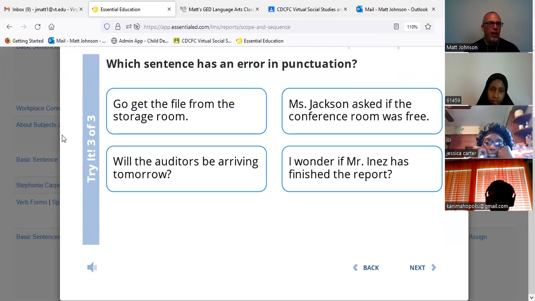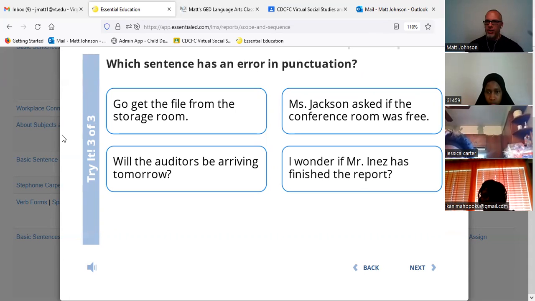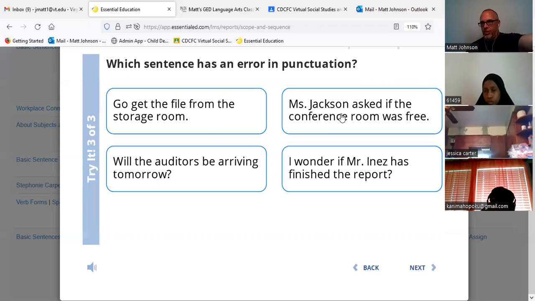C. So it's D actually, and intuitively you think, well, I'm wondering if Mr. Inez has finished the report. That sounds like you're questioning something, right? But the way we put that together, you're actually making a statement, not asking a question. So the correct answer there, and just to review the other ones: Miss Jackson asked if the conference room was free. That also is describing the action that Miss Jackson took. She's asked somebody. That's not a question.